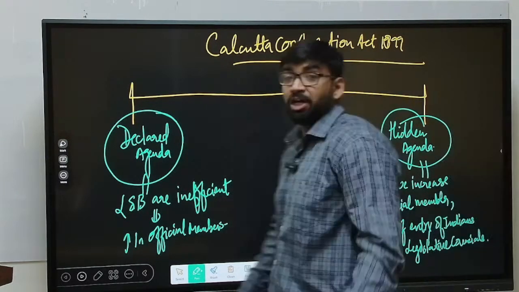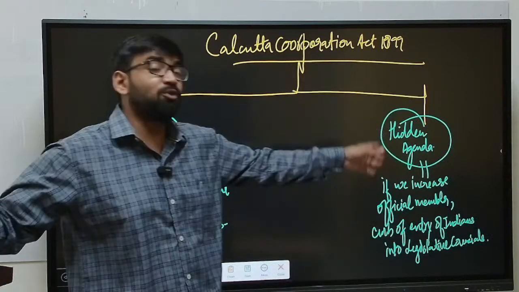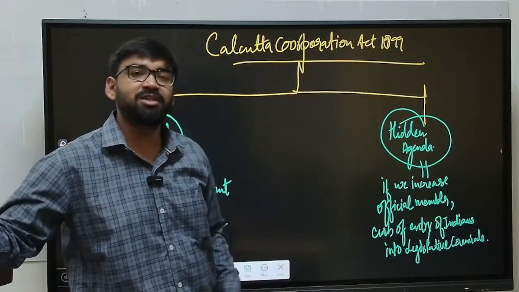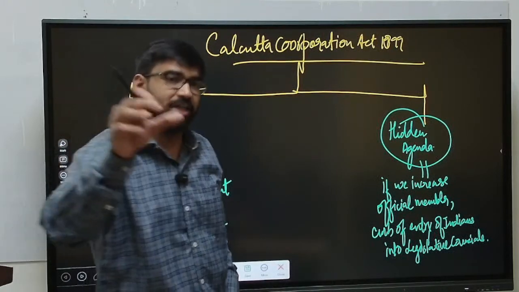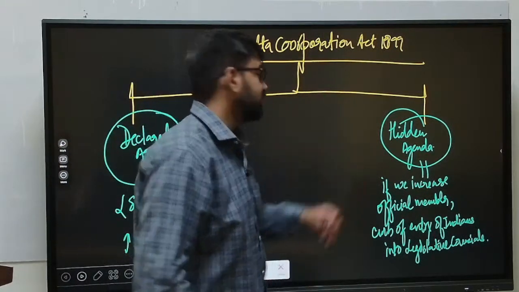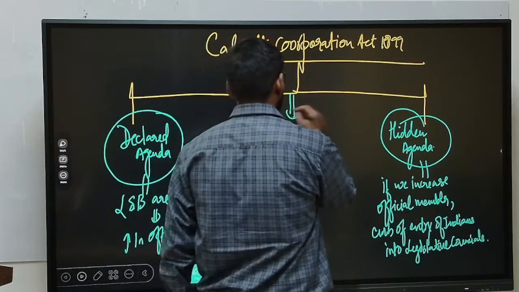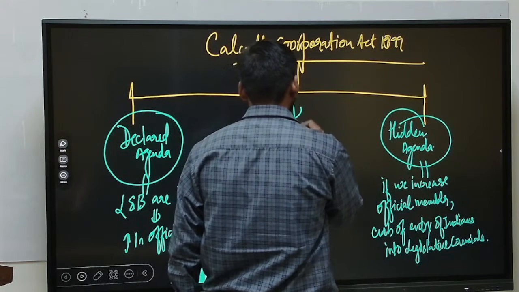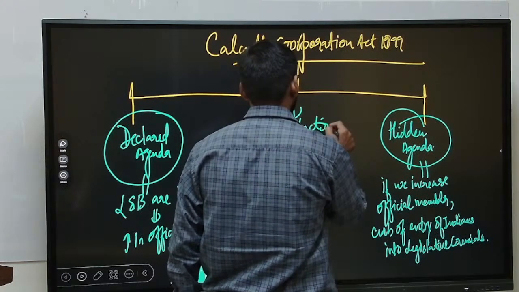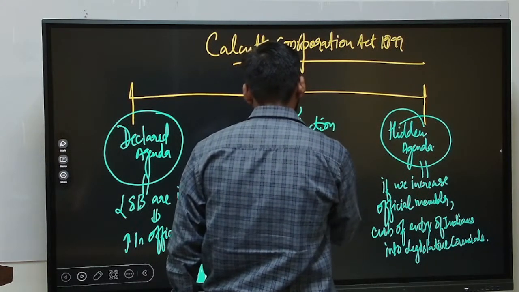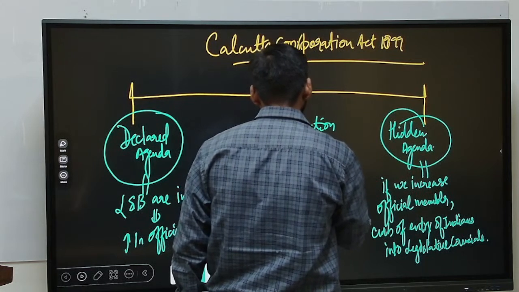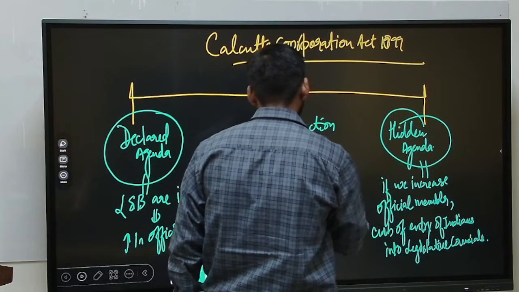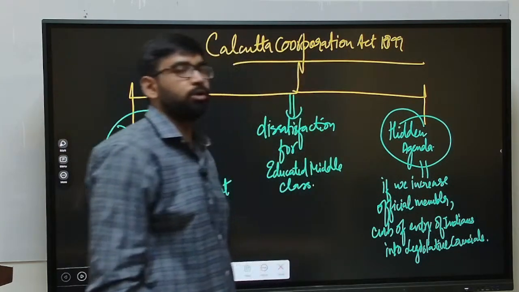So the real agenda, the hidden agenda, was understood by the educated middle class. They were dissatisfied with this hidden agenda of Lord Curzon. So this was a dissatisfaction for the educated middle class. This is the most important reason.